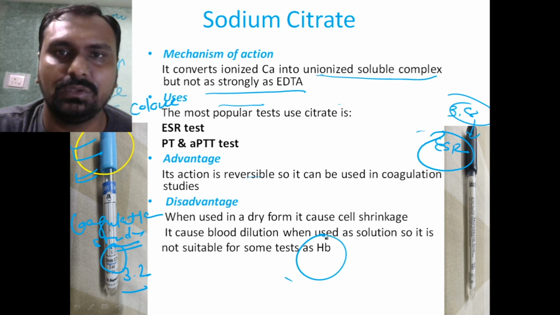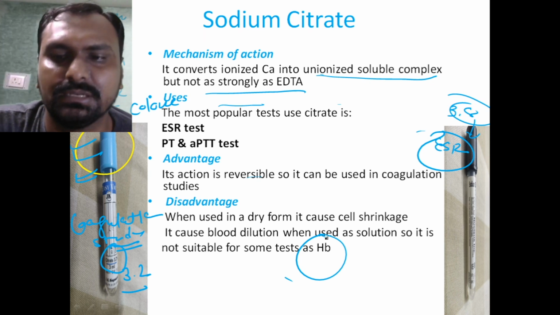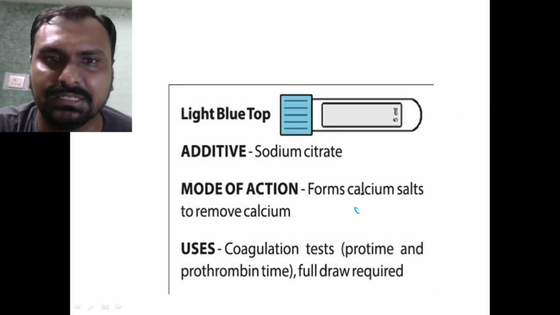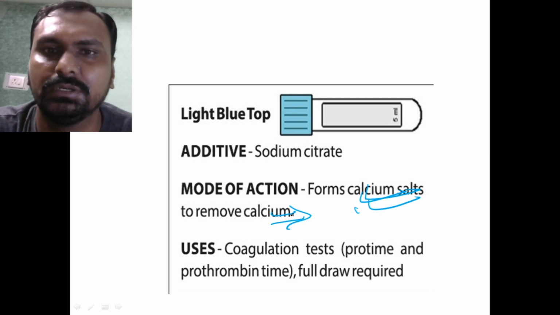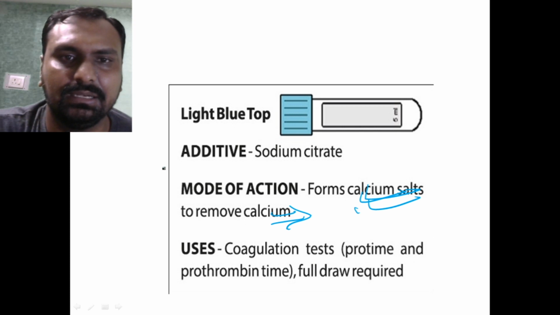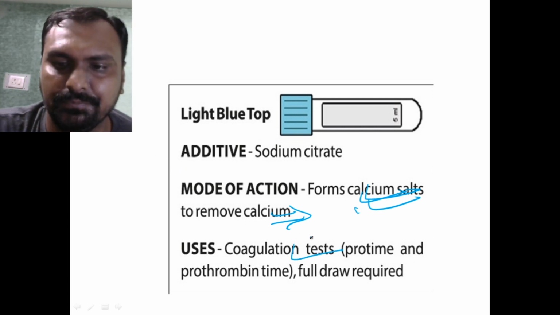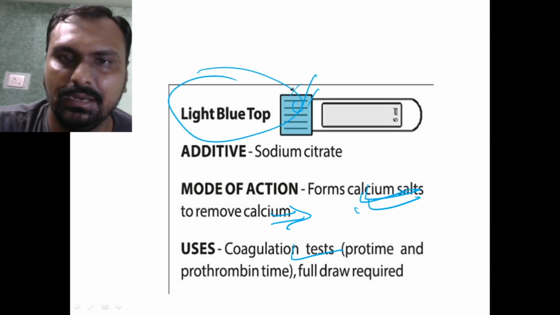It is used mainly for coagulation studies like prothrombin time and activated partial thromboplastin time. It forms a calcium salt to remove the calcium, and as we know, calcium is very important for clotting, so it acts as an anticoagulant. It is mainly for prothrombin time and APTT. You can identify it by the blue color top.